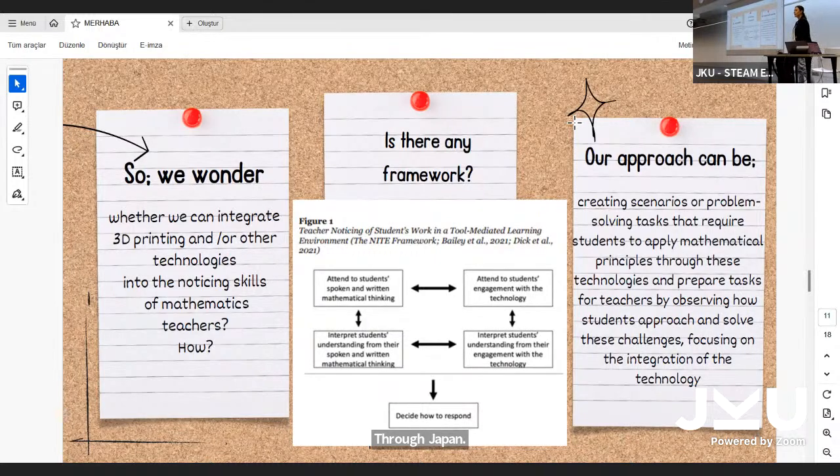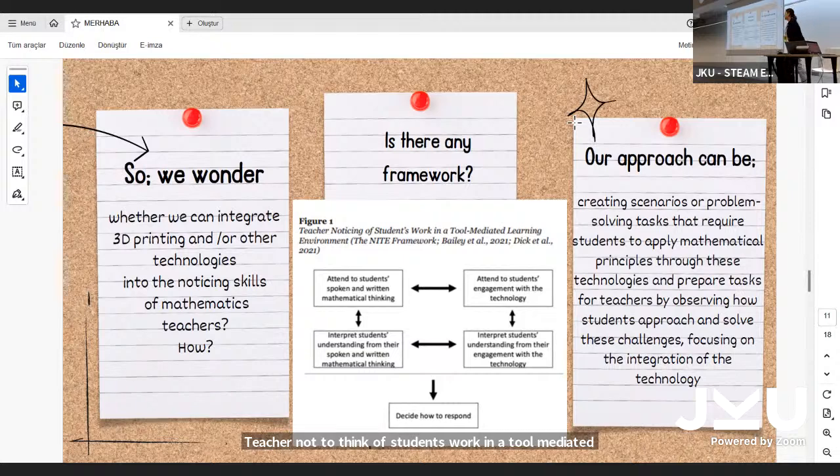So we wonder whether we can integrate 3D printing or other technologies into the noticing skills of mathematics teachers, and how. We looked in the literature and found a framework by Bailey and colleagues: teacher noticing of students' work in a tool-mediated learning environment.